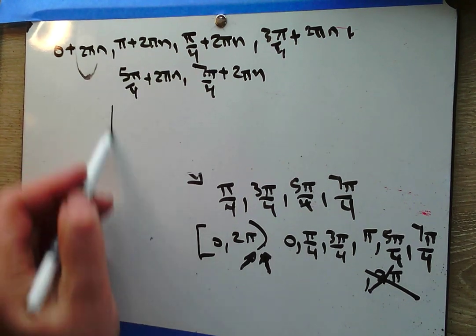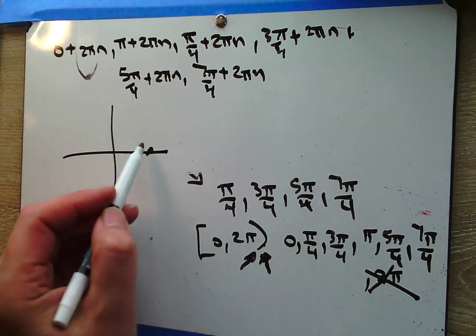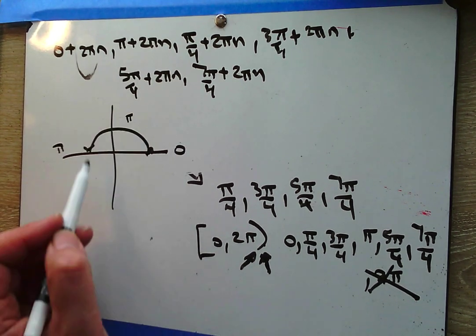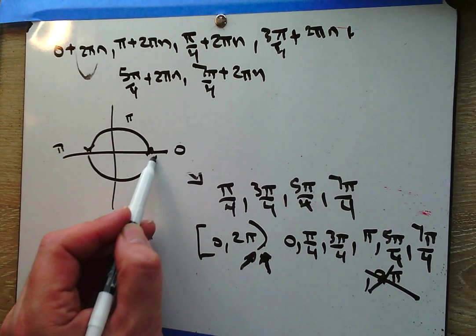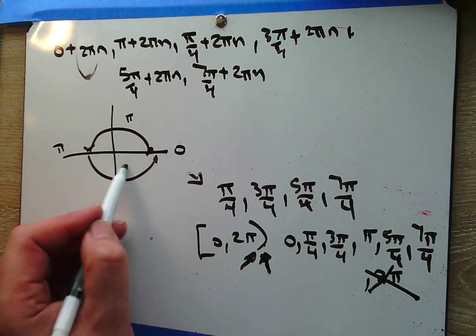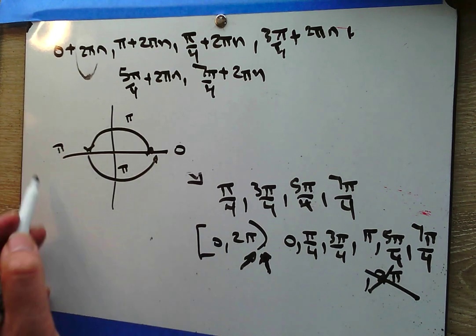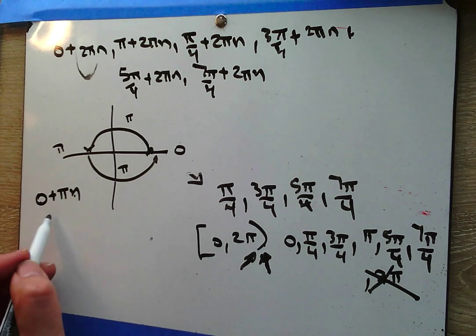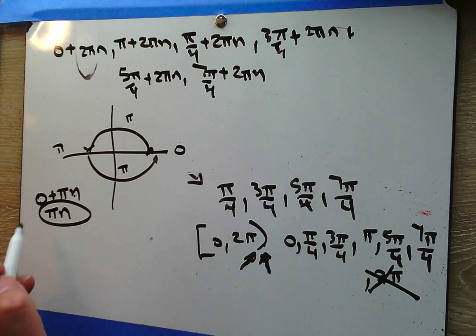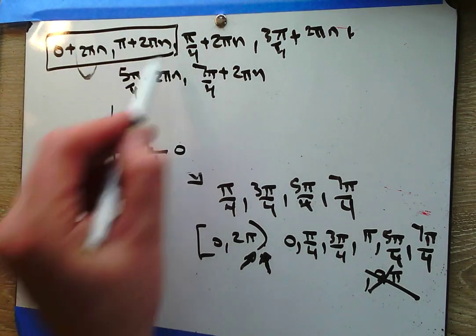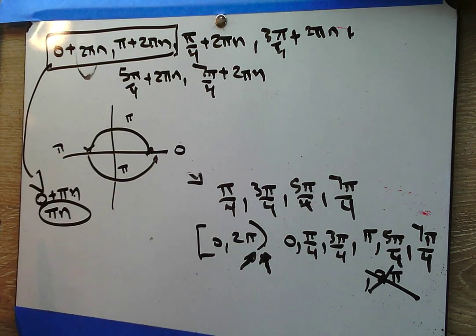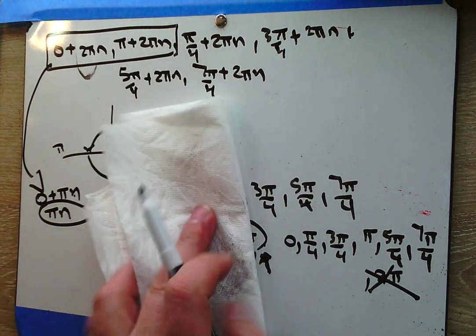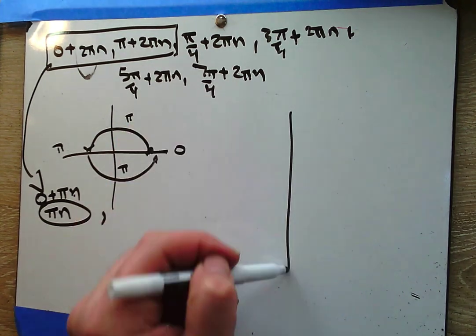Let's take a look. How far is it from my solution at 0 to my solution at pi? Well, it's pi. And how far is it from that solution back to one that looks like this? It's pi. So I could just do 0 plus pi n. In fact, 0 plus pi n is just pi n. So instead of writing all this, I'm just going to write pi n, comma. Now what about all these pi over 4 solutions? Let's take a look at them.